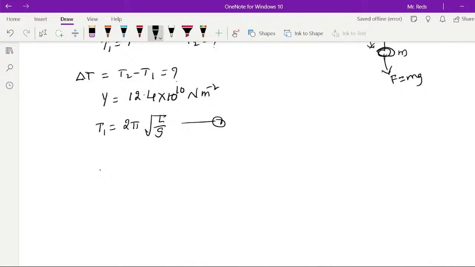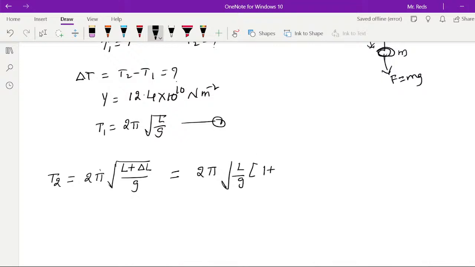T2 equal to what? T2 is equal to 2 pi into square root of L2 by g, where L2 is nothing but L plus some increase in length, L1. Got it? This you can further express as 2 pi into square root of, let us take L out, L by g into 1 plus delta L by L, all under root. These steps you have to follow carefully.